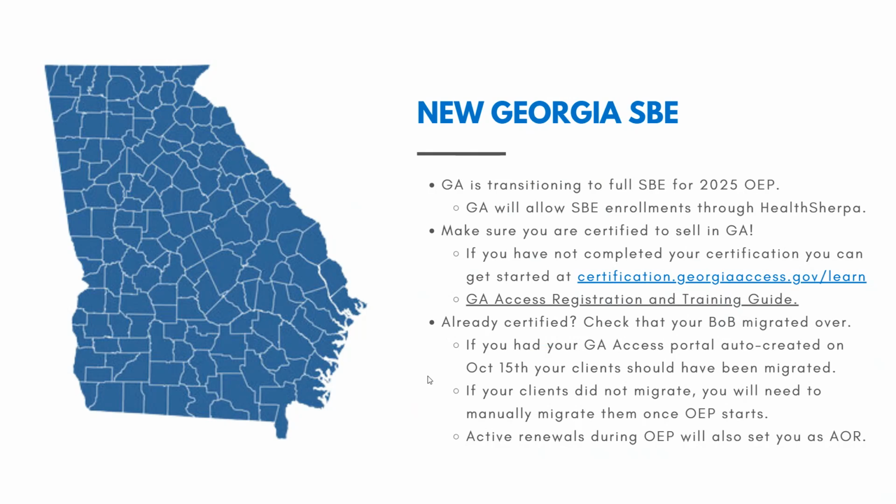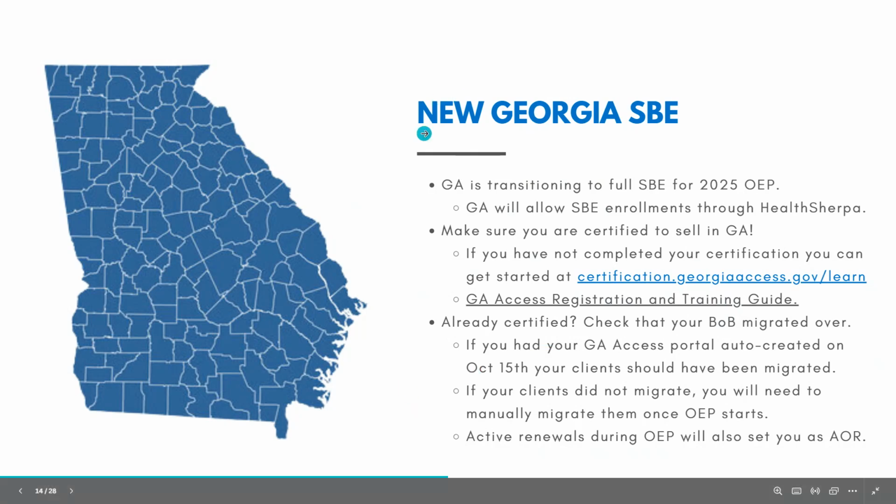Active renewals during OEP. So with Georgia, what's nice is that you'll still be able to do it through Health Sherpa. So that makes it a lot easier. So you can still look at Georgia on Health Sherpa. You can still enroll people through Health Sherpa for Georgia. So that will make it a lot easier as far as moving forward with your clients that are in Georgia.